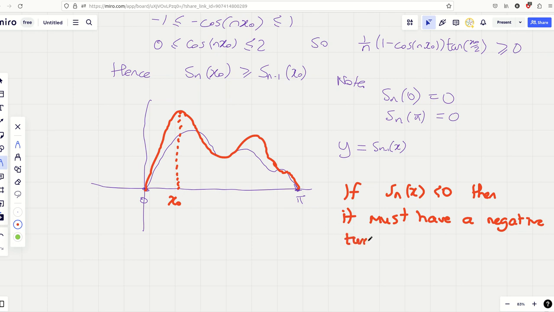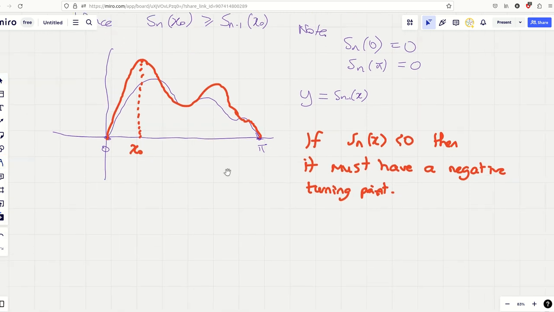When I say a negative turning point, I mean a turning point where the y-coordinate is negative. Can I make that very clear? Yeah, and I'll try and make this clearer than what I'm writing now in my notes. My solution looks a lot nicer than this, the one I've written up. So if Sn of x is less than 0, then it must have a negative turning point. In which case, Sn minus 1 of x has a negative turning point.